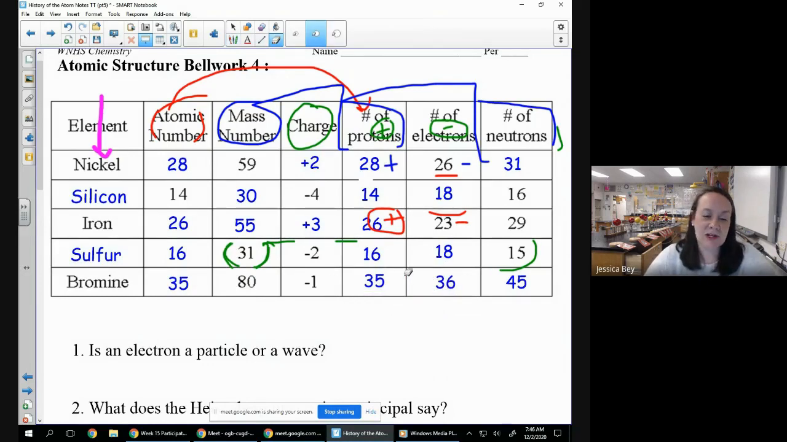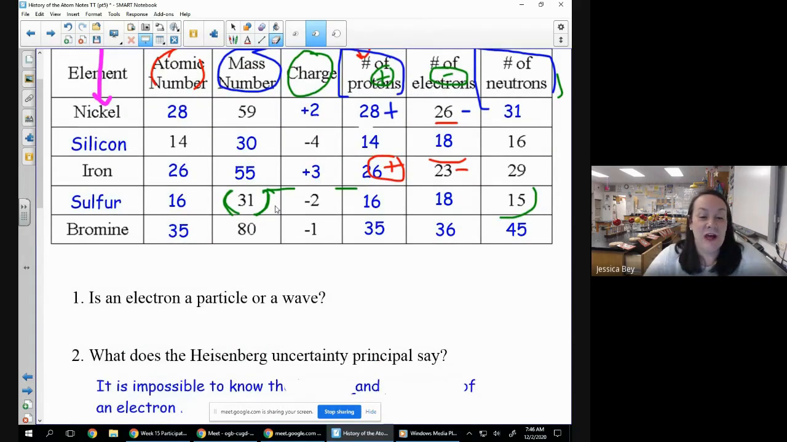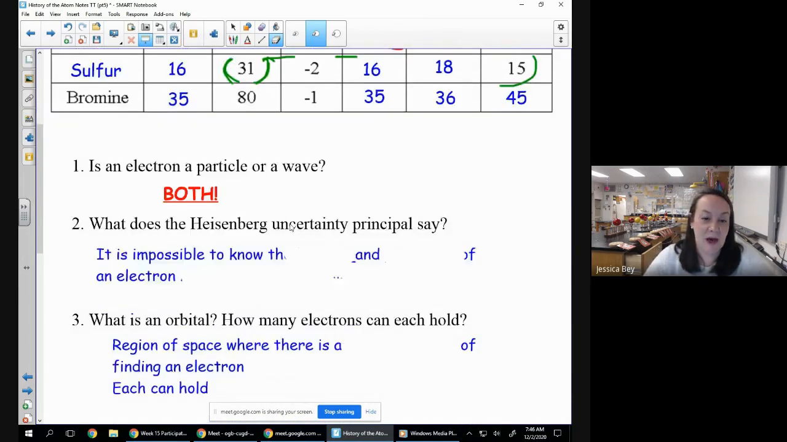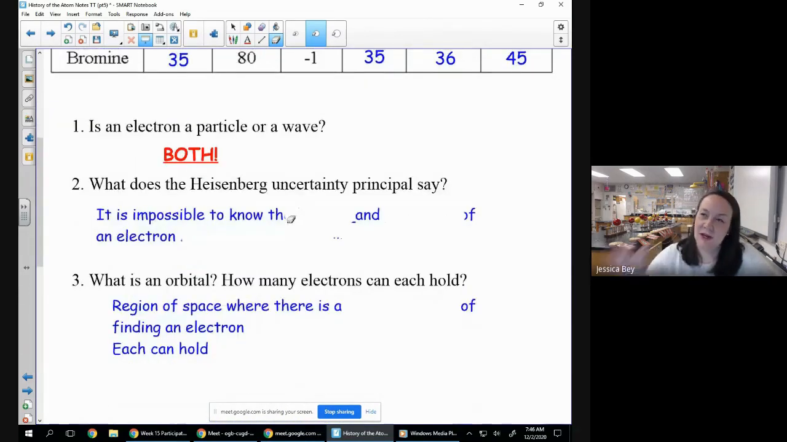And the question: is an electron a particle or a wave? That was our interesting lecture from yesterday. It's much more fun in person. The answer to that is both. It's called the wave-particle duality of nature. And it also holds true with light. Light can act like a particle and a wave at the same time, which is weird.